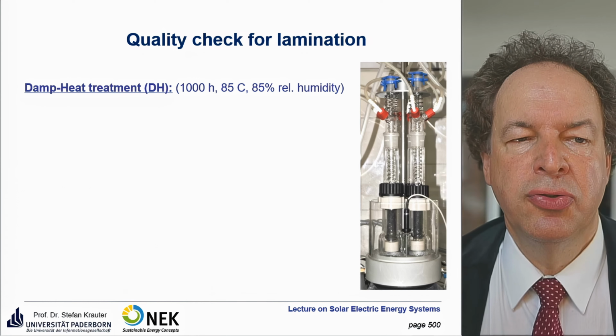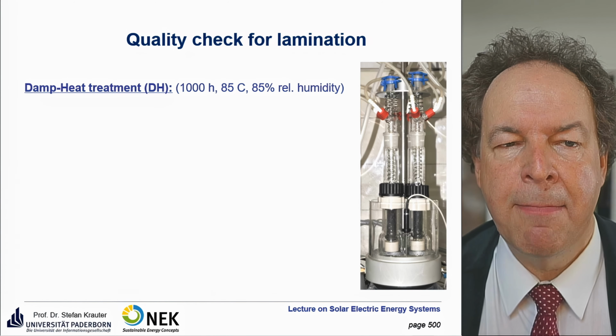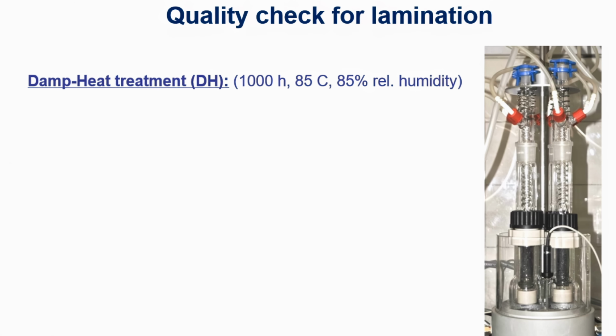What you could do, which shows very well the quality of the lamination, is to carry out the damp heat test, the damp heat treatment for 1000 hours at 85 degrees Celsius and at a humidity of 85%. The disadvantage is that it takes a long time, more than 1 month exactly. It's 41.5 days for that test.